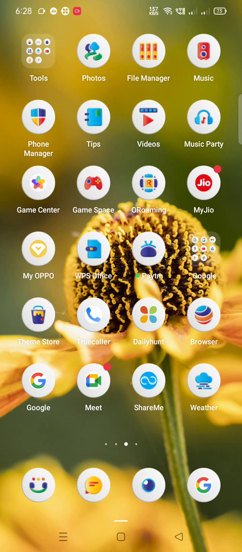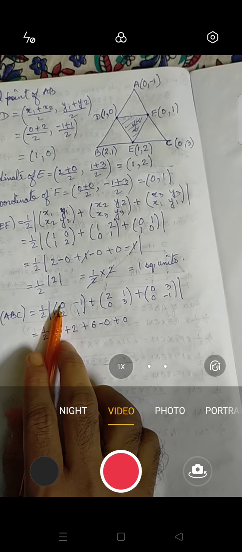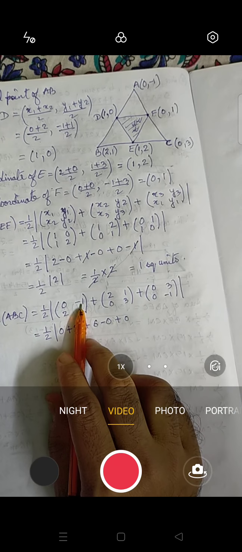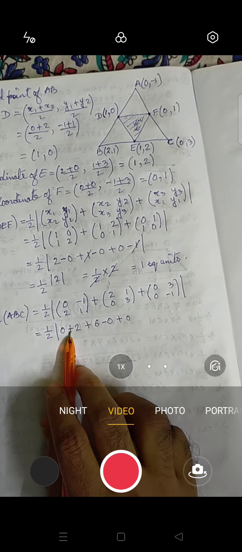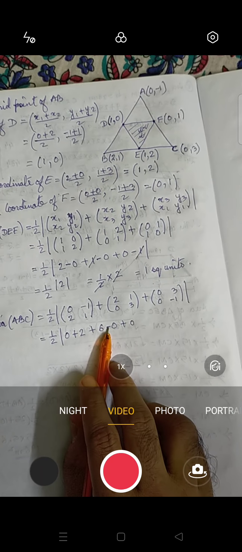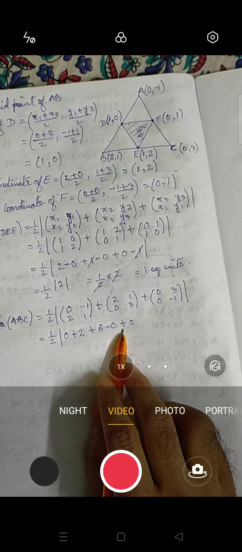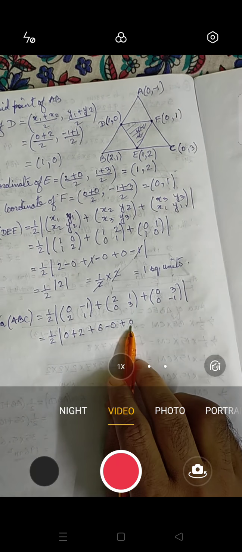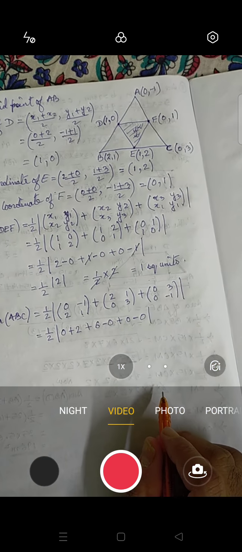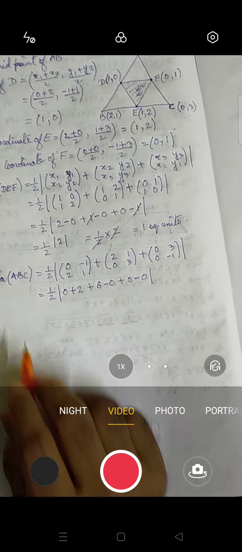In between there is a minus. 0 into 1 is 0. Plus. Now this into this: 0 into minus 1 is 0. So 0 into 1 is 0. There is a minus in between. 2 into minus 1 is minus 2. Minus minus will become plus 2. Now this plus this: 2 3s is 6. In between there is a minus. 0 into 1 is 0. Plus this plus. Now 0 into this is 0. Minus 0 into 3 is 0. Modulus close. Okay. Now none of the numbers is cancelled here.